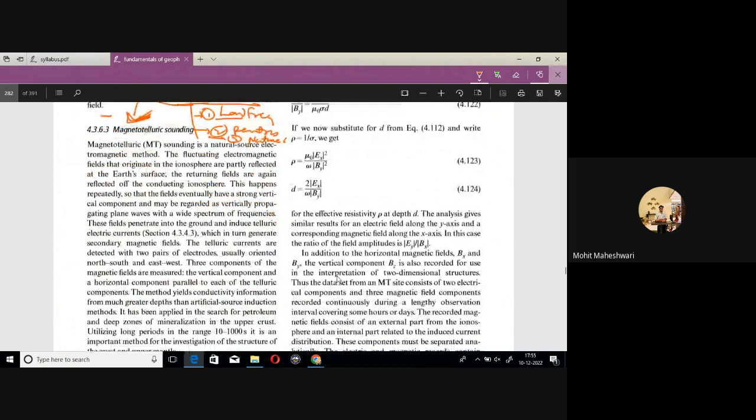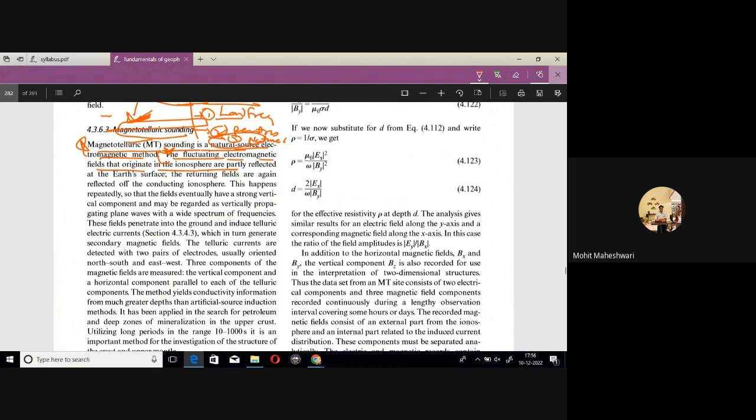The magnetotelluric sounding method is given there. The magnetotelluric sounding is a natural source electromagnetic method. So the first thing is the natural source method. The fluctuating electromagnetic field that originates in the ionosphere. This is given as the origin of that particular thing. Very, very important concept is there. And there will be a question in the prelims from this topic. The fluctuating electromagnetic field that originates in the ionosphere.